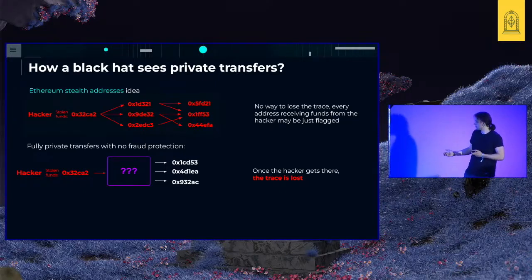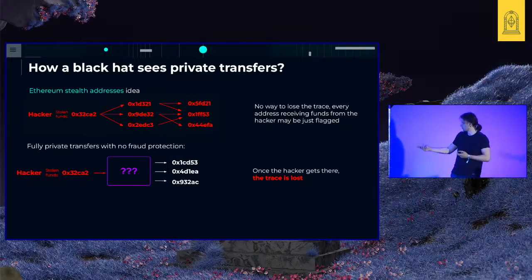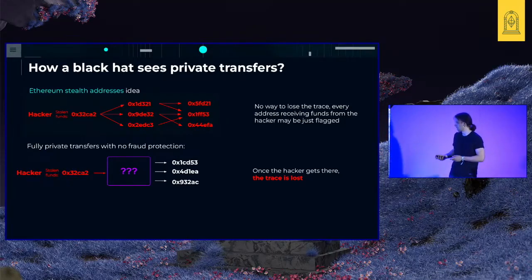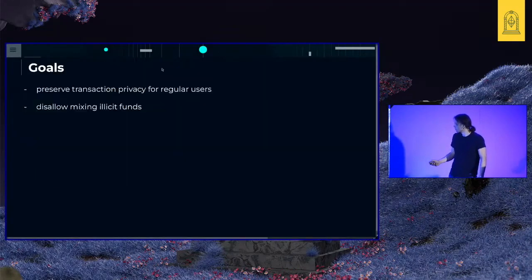And here, if there is no particular fraud protection, the situation looks like this. There is this address, well known by everyone, with illicit funds deposited. Then these funds go to this magical cryptographic box, and if they sit there long enough, you can drop the funds out of it anonymously and unlinkably. So effectively, the trace is lost.